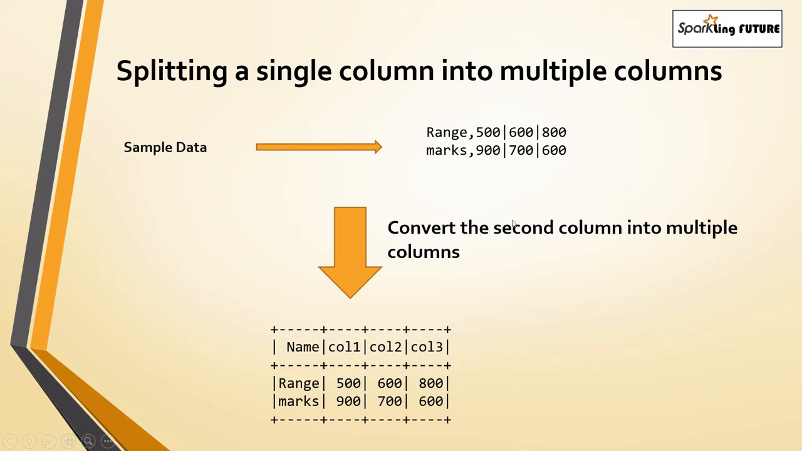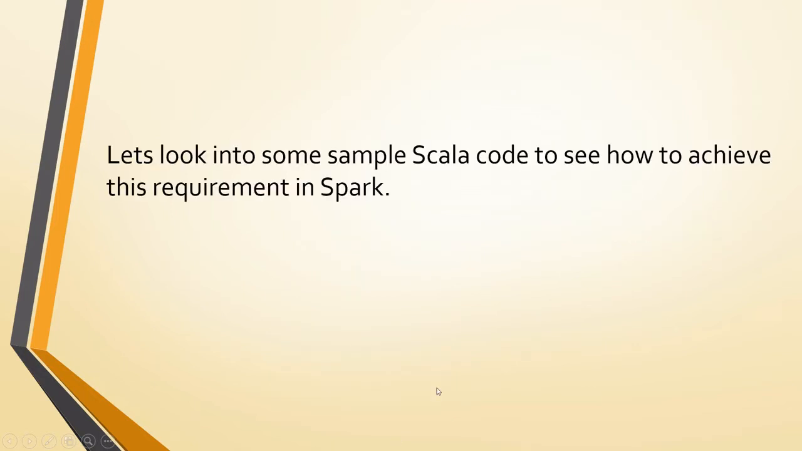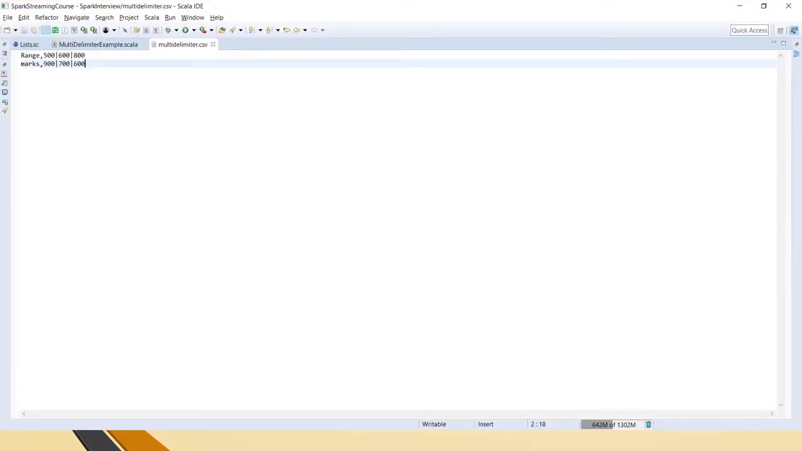So we need to convert this second column into multiple columns, and the resultant data should come in these four columns: name, column 1, column 2, column 3. So this pipe delimited data also should be split into multiple columns. Let's look into some sample code to see how we can achieve this requirement.